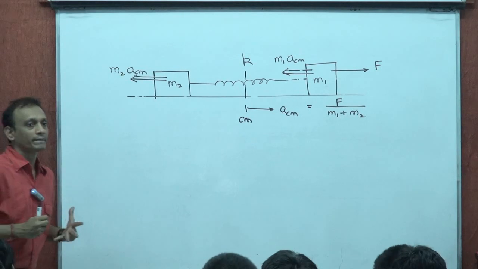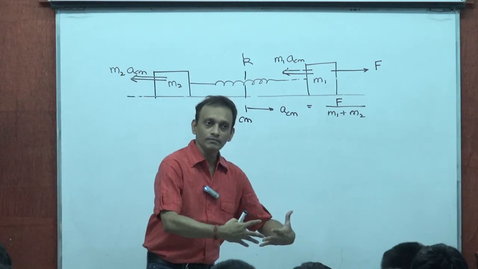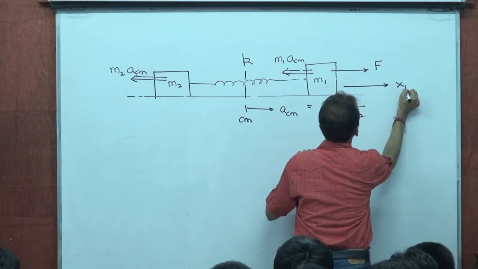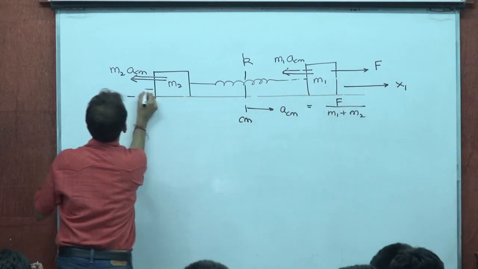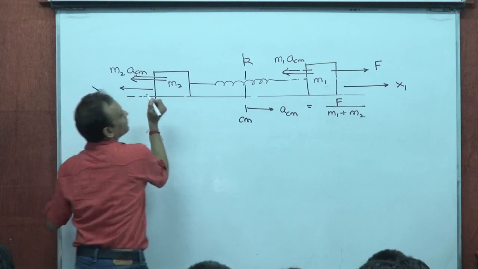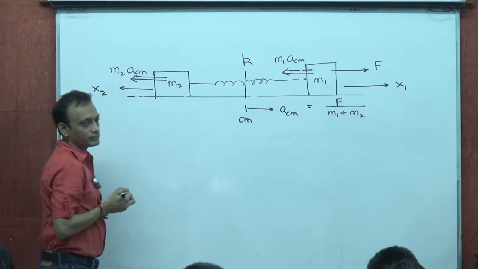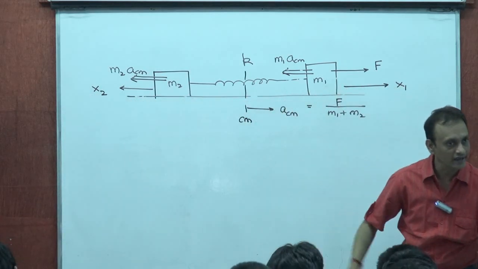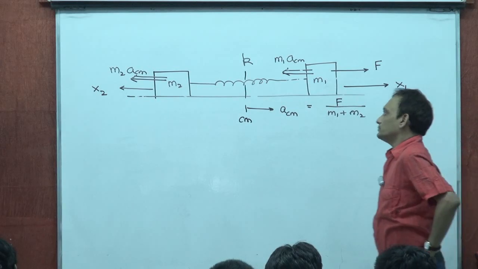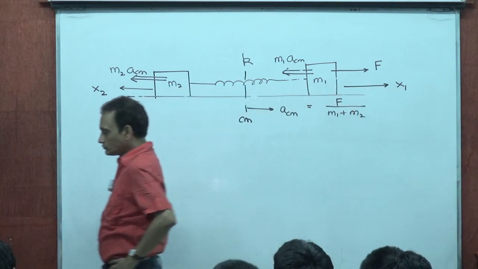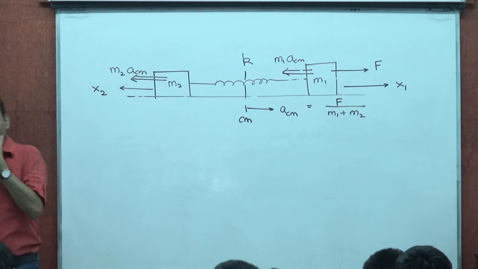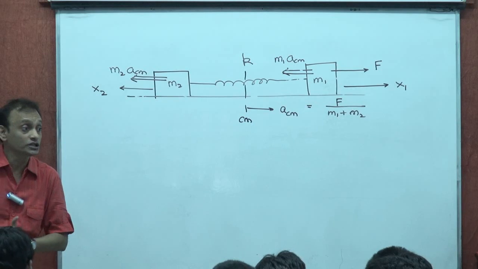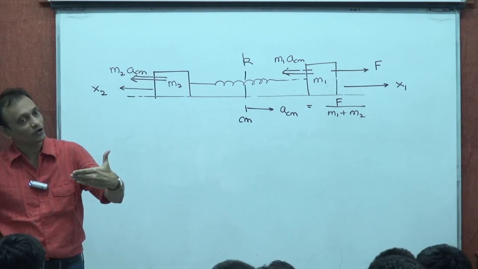Let's say in a certain time, M1 gets displaced by an amount x1 to the right and M2 gets displaced by an amount x2 to the left. And let's say this is the state where the spring has either the maximum elongation or the minimum elongation.